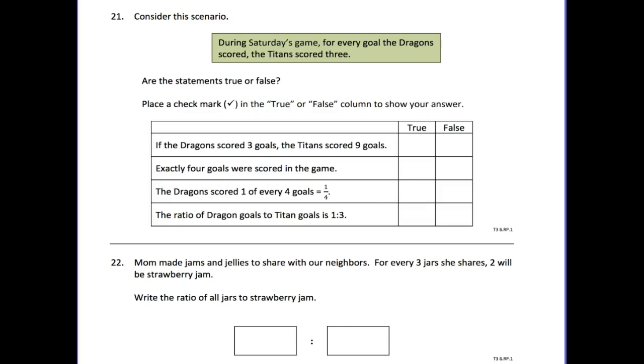Let's see. This bottom one may be a little difficult for you to see. But all you need to do is write the ratio in there. Mom made jams and jellies to share with our neighbors. For every 3 jars she shares, 2 will be strawberry jam. And write the ratio of all jars to strawberry jam. So on the product side, write your ratio. And on the process side, write your explanation.